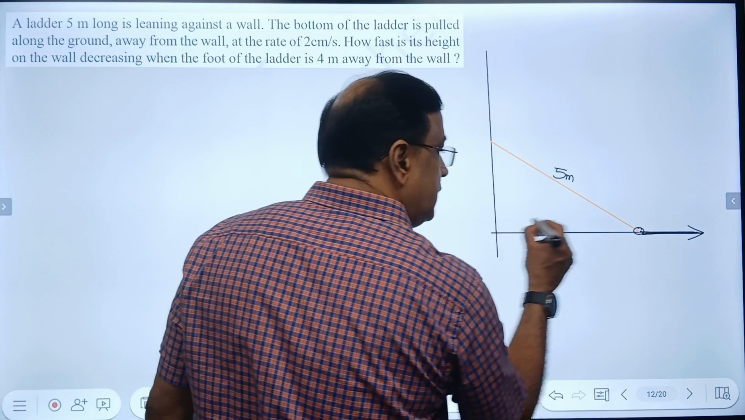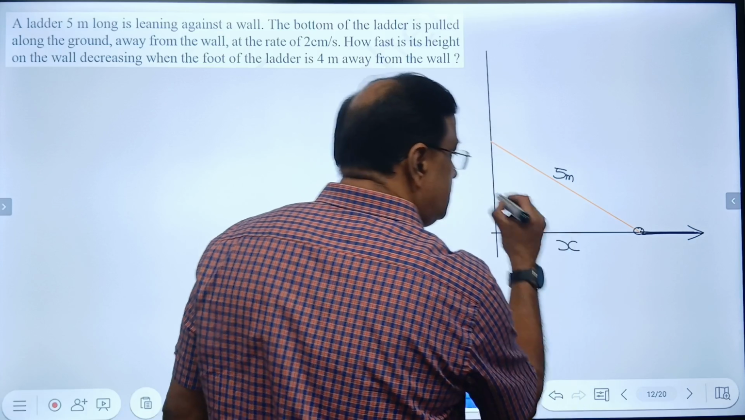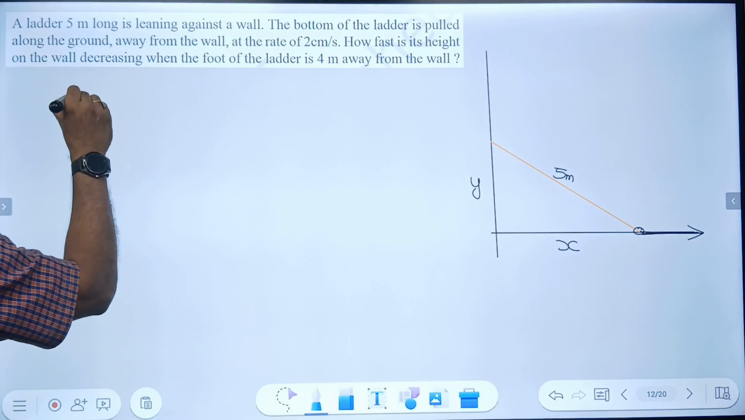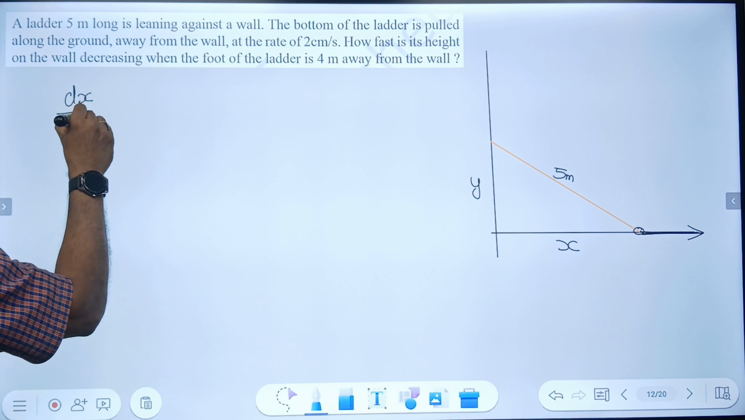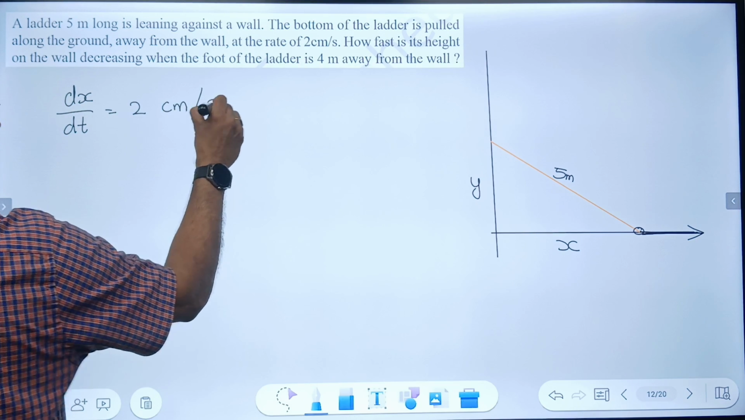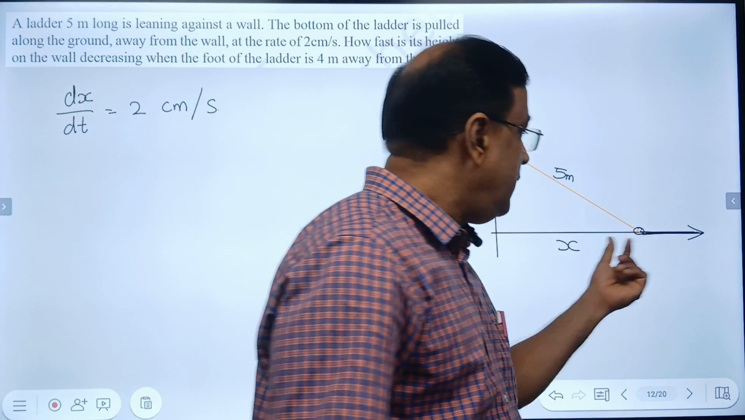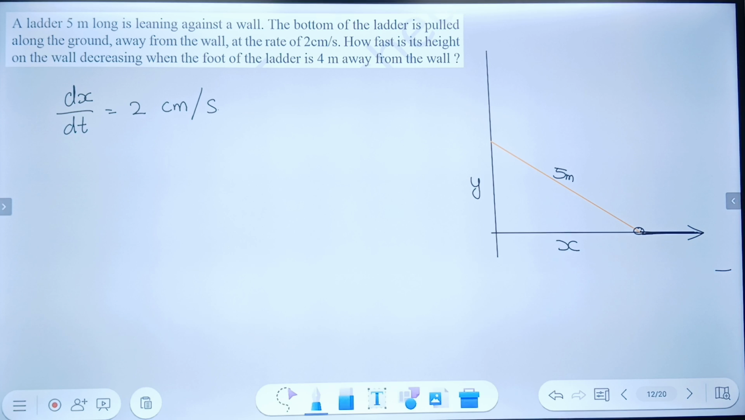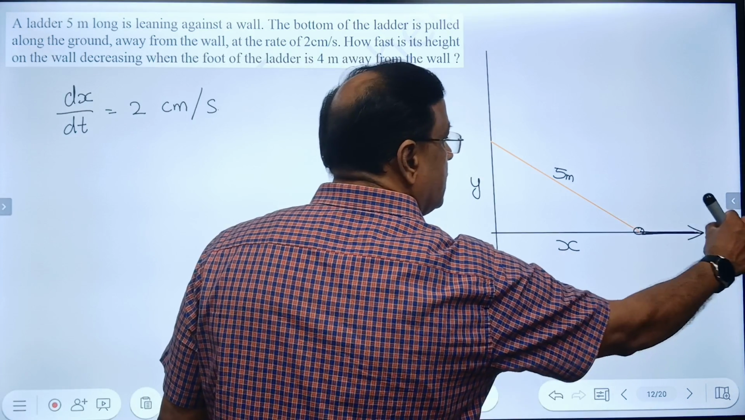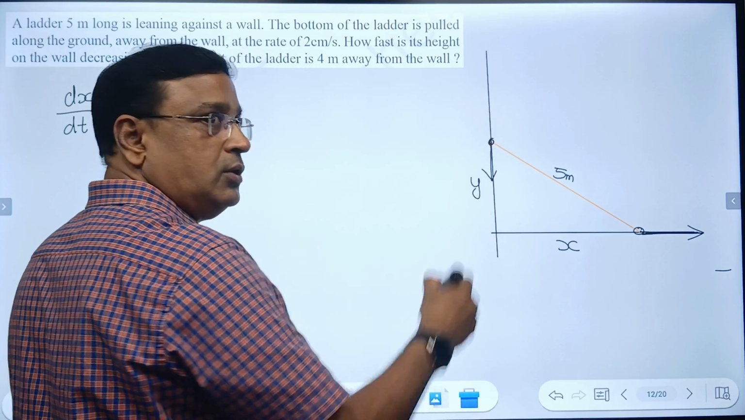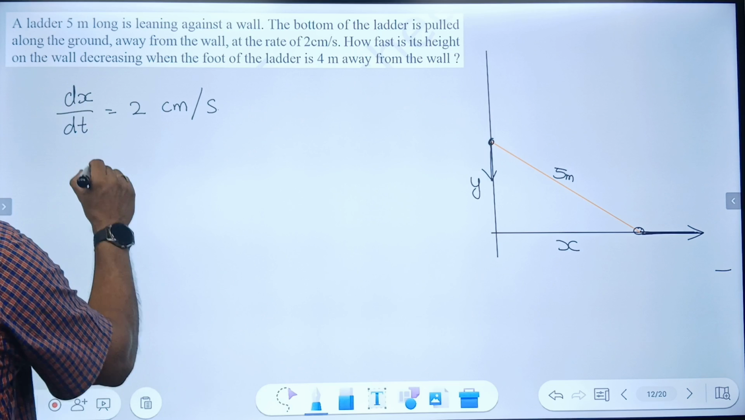So if I take this distance as x, and this distance as y, then it is said that dx by dt is 2 centimeters per second. If I pull this, x is increasing 2 centimeters per second. Now, how fast is the height decreasing? When I pull this ladder from here, obviously this portion will drop down, right? It will drop. So y has to decrease. So what is the connection?